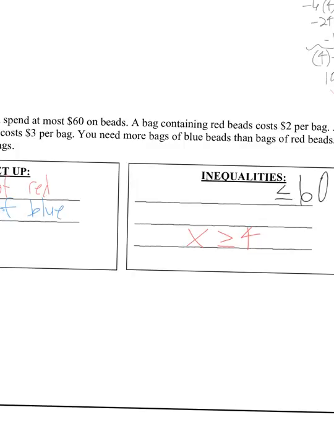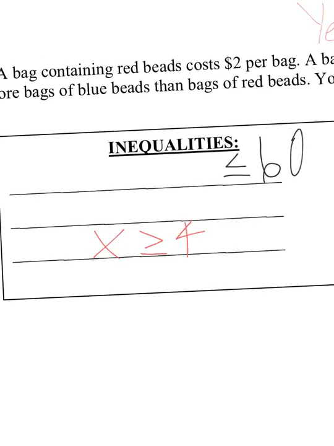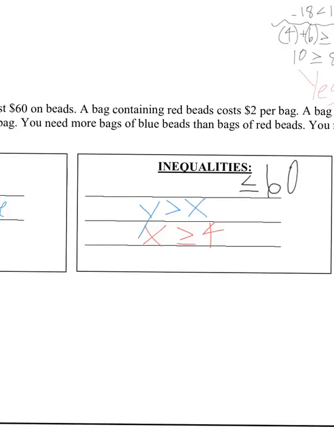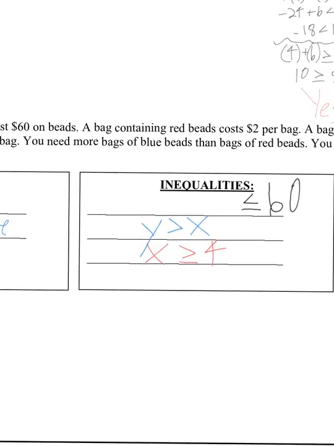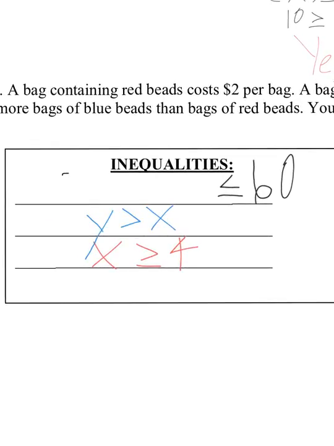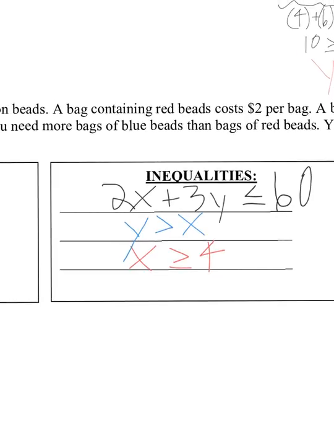And it also says you need more bags of blue beads than bags of red beads. So the blue beads need to be more, so y needs to be more than the red beads. So y is going to be greater than x. That's all that one is. This last one: $2 per bag for red and $3 per bag for blue. So I can say 2x plus 3y is less than or equal to 60, okay? Because you can spend at most $60. So I can spend less than it, or I can spend exactly $60.